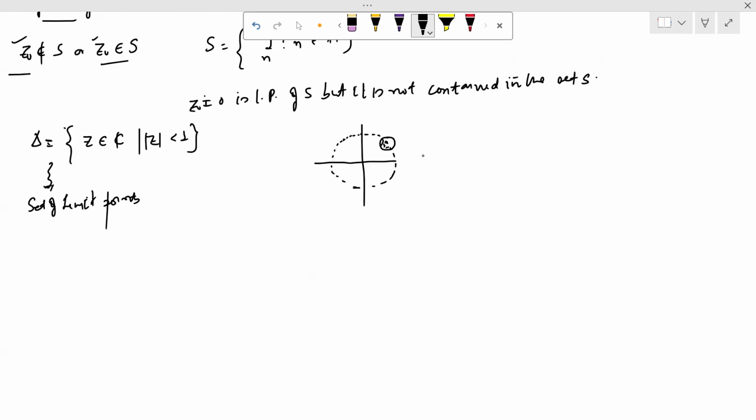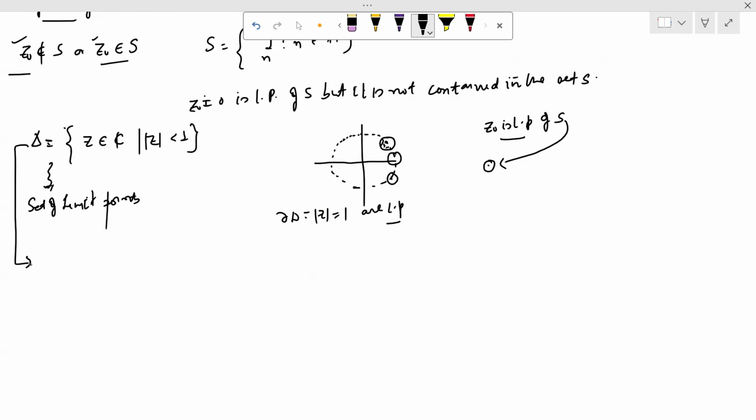So what is the definition? Z naught is called a limit point of set S if every neighborhood of this z naught contains points of S other than z naught. So clearly, even the boundary points are limit points. Even these points, that is mod z equal to 1, are also limit points. Remember, these are not contained in this delta. But if you want to write the set of limit points, it would be simply z belonging to C such that modulus of z is less than or equal to 1.